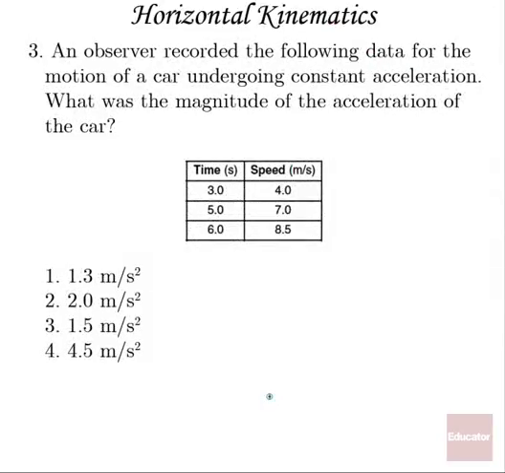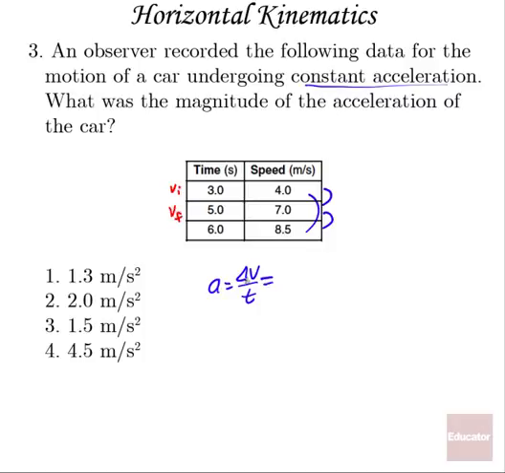All right, number 3. An observer recorded the following data for the motion of a car undergoing constant acceleration. What's the magnitude of the acceleration of the car? So we've got this table of information, and it's giving us time and speed. Well, acceleration is change in velocity divided by time. And we could pick any of these changes in velocity we want. We could look between those 2 points, or between those 2 points. And because it's a constant acceleration, they should all be the same. So let's just make this simple. Let's go with that as our initial and that as our final point.